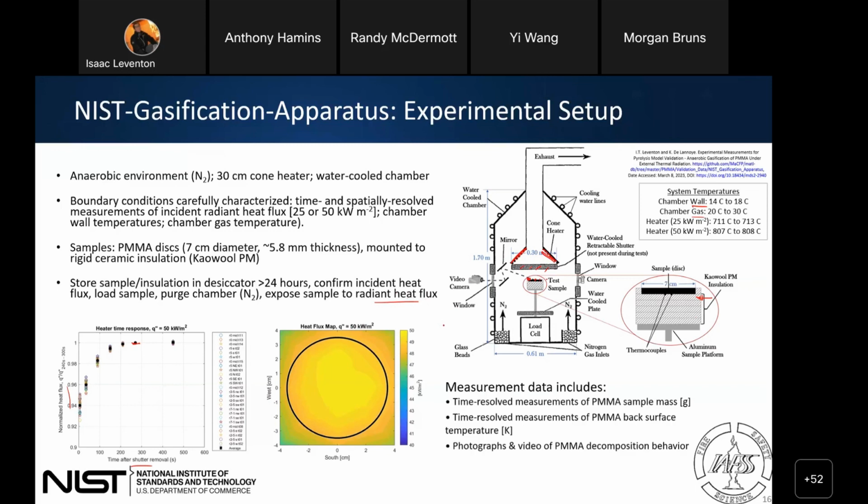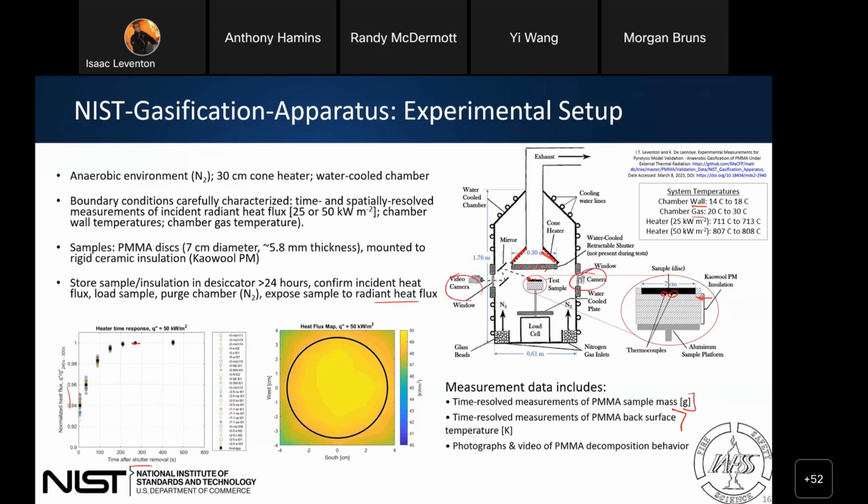And then the measurement data that we're collecting will either record sample mass, the whole thing is sitting on a load cell, or in separate experiments, we'll record temperature at the back surface of the sample with these two thermocouples that are roughly 0.5 centimeter away from the center of the material at its back surface. We have photographs and video from a top view on this camera and a side view here.